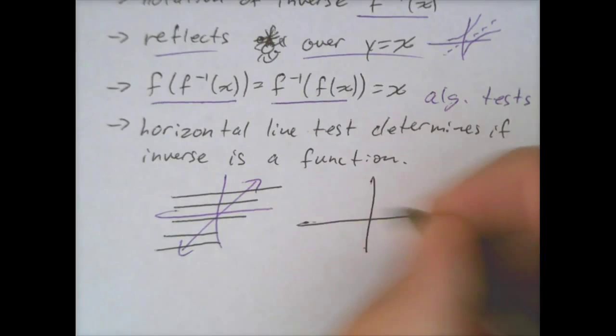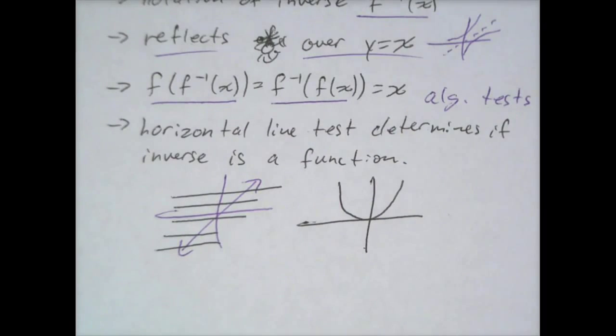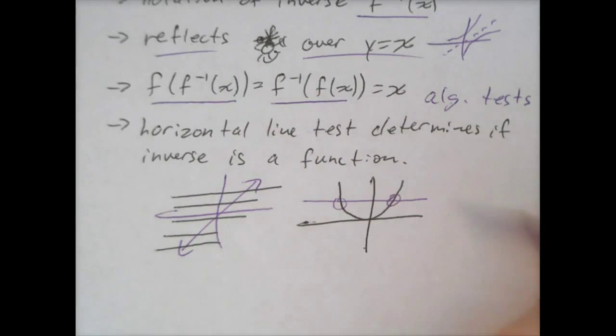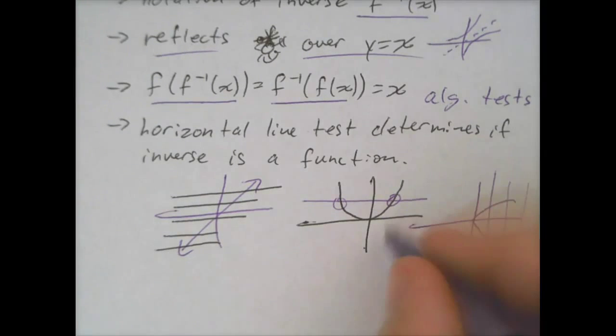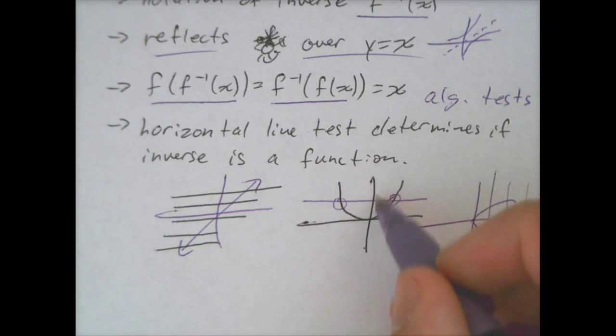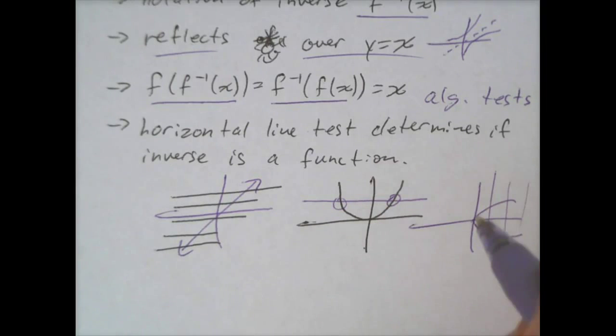If I have a function like our parabola, and I run a horizontal line, it hits more than one point. All that means is if I reflect this over the line y equals x, it would look something like this, and my vertical line test would fail, so the inverse function would not be a function. Horizontal line test determines if the inverse is a function. In the case of y equals x squared, it is not.